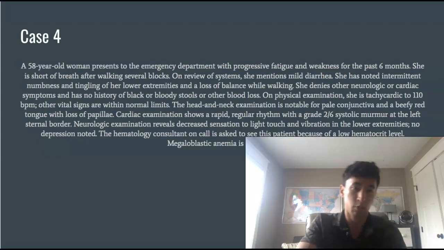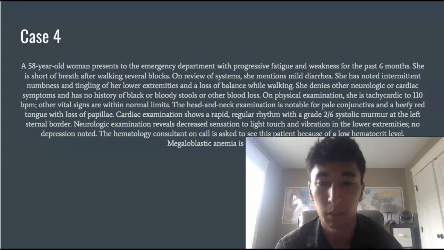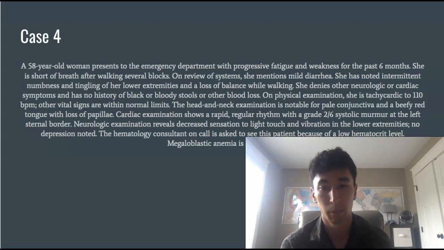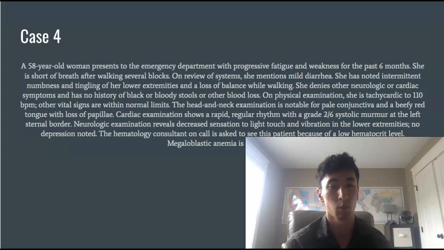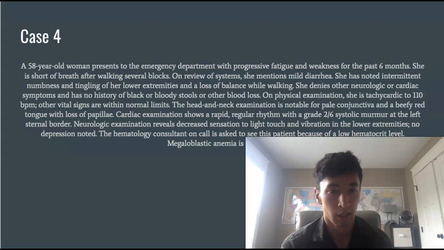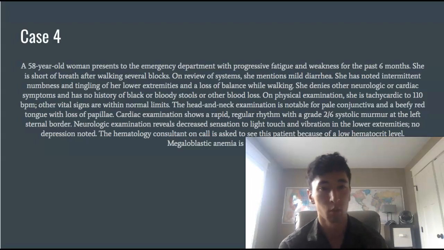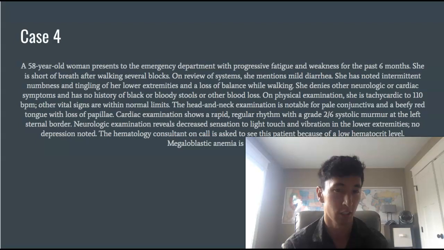Okay, now on to case 4 here. We have a 58-year-old patient who is admitted to the ER due to experiencing progressive fatigue and weakness. The patient is also experiencing many other symptoms as well throughout a thorough physical and neurological examination. Some of the symptoms that this patient came in with are shortness of breath after walking several blocks. She mentions mild diarrhea as well, and then some tingling in her lower extremities and loss of balance while walking. She declined any neurological or cardiac symptoms.